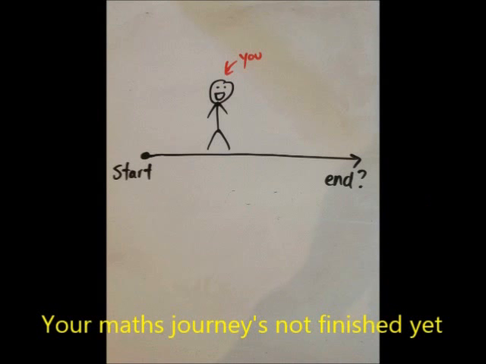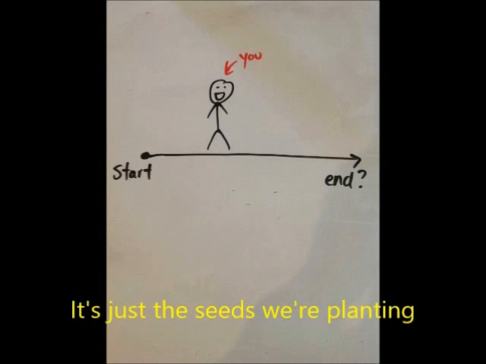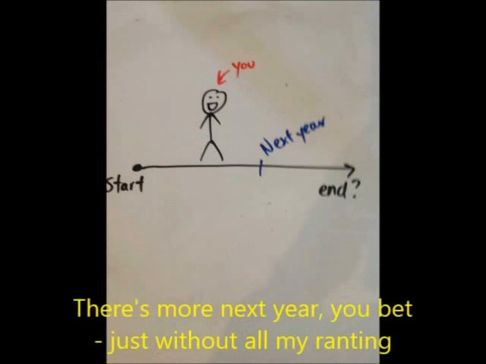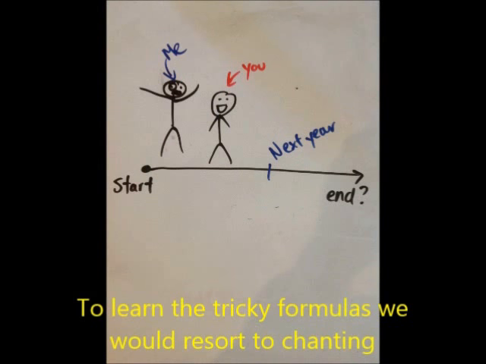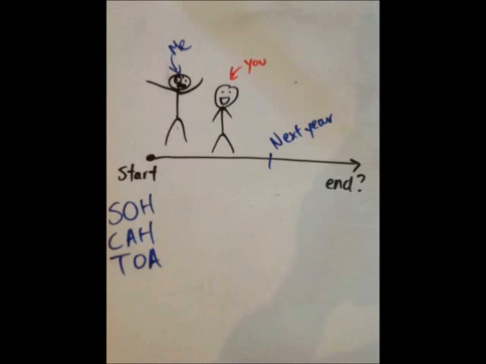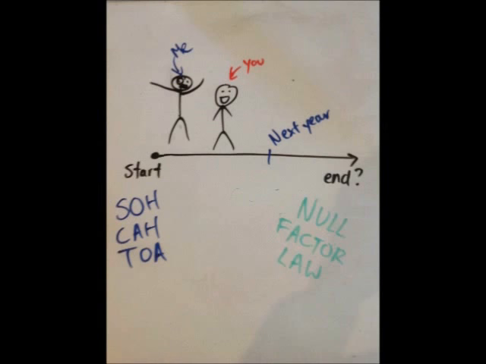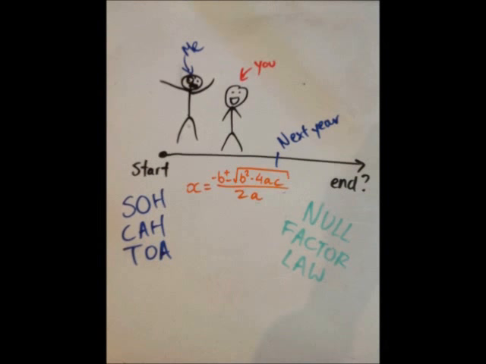1,000 liters. Your math journey's not finished yet, it's just the seeds we're planting. There's more next year, you bet, just without all my ranting. To learn the tricky formulas, we would resort to chanting. So, Toa, null factor law. X equals minus b plus or minus the square root of b squared minus 4ac all divided by 2a. Yeah, that one was hard to fit in.